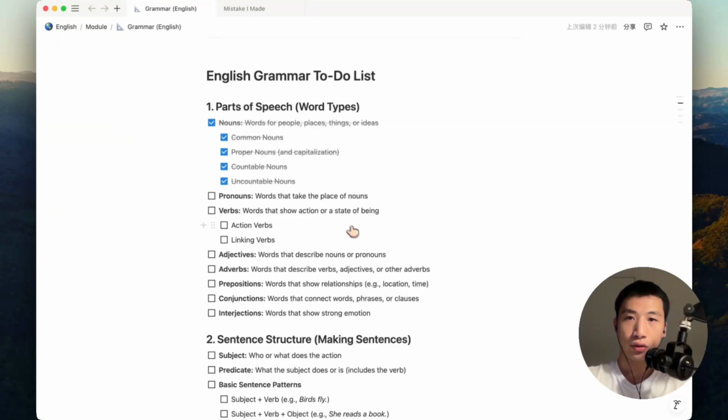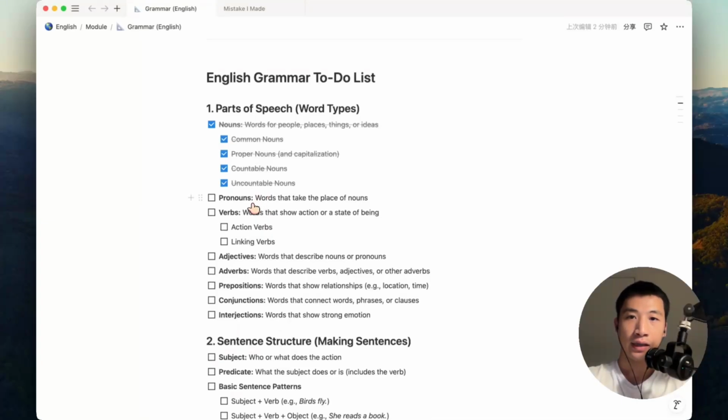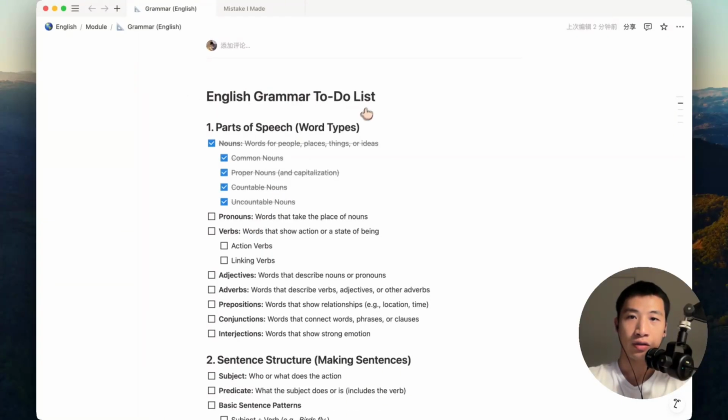I'm going to study English grammar with Gemini AI. So today I'll achieve this English grammar to-do list about pronouns.